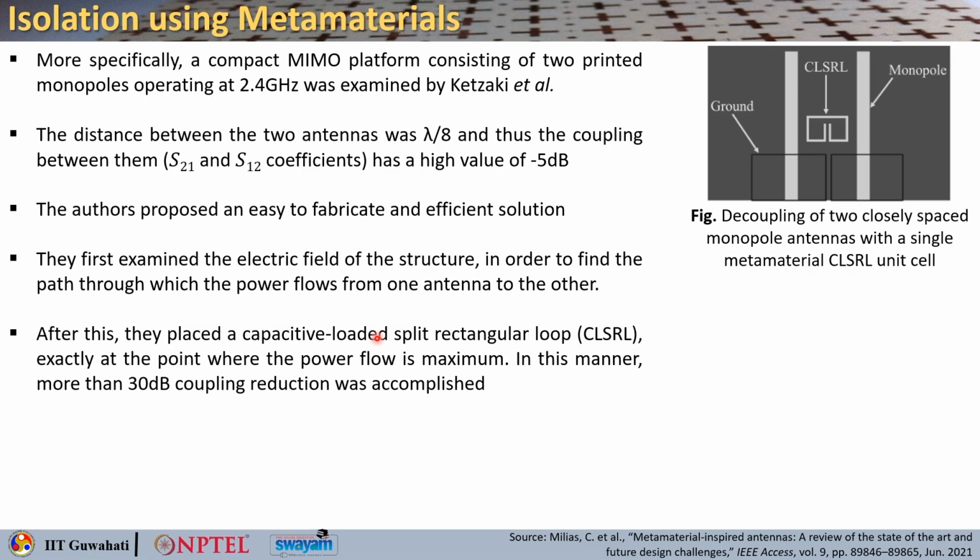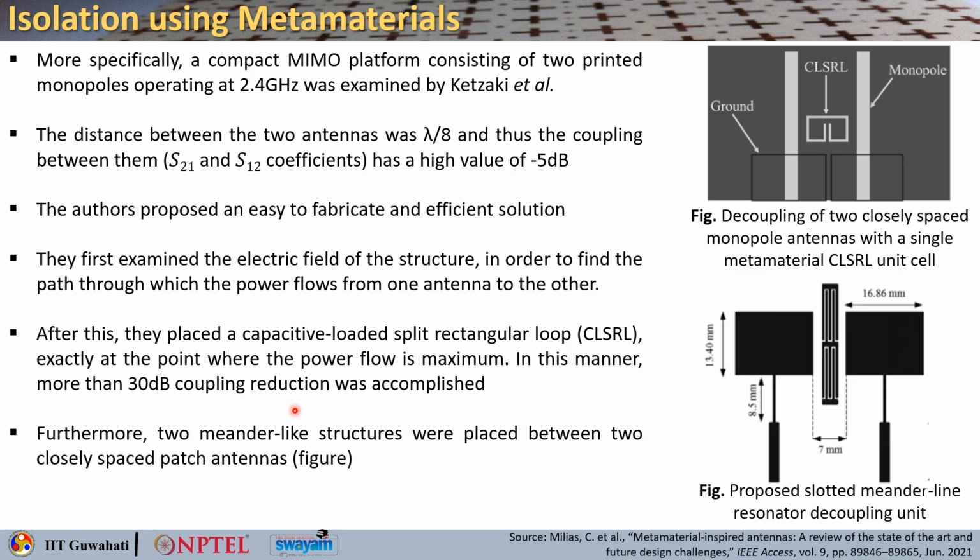So after observing the electric field pattern and the way the electric field gets coupled to the other one, they placed a capacitively loaded split rectangular loop, that is called CLSRL, exactly at the point where the power flow is maximum. So when they do this, that power is basically getting coupled here. So you are basically allowing the two monopoles to get decoupled, okay. In this manner they could achieve 30 dB coupling reduction.